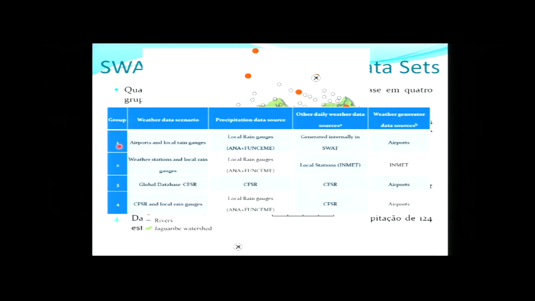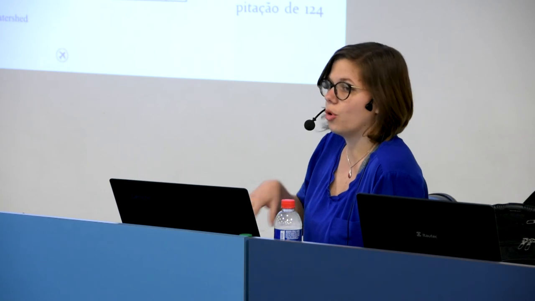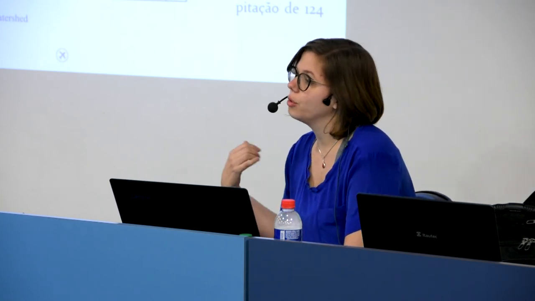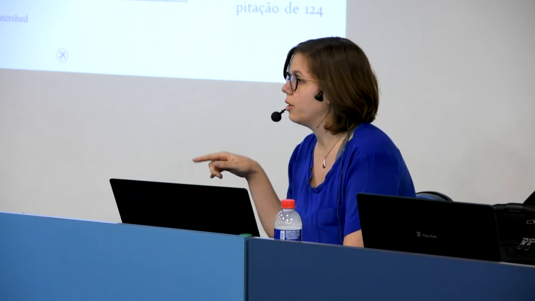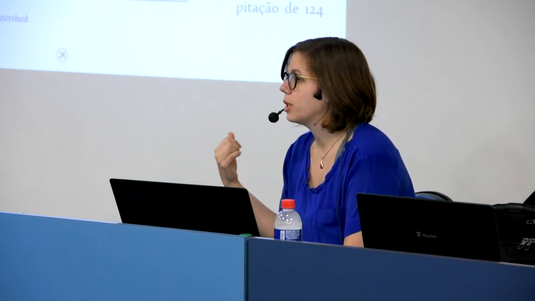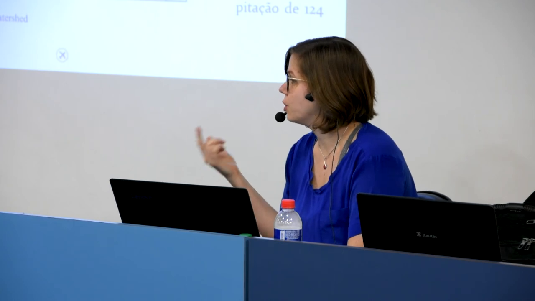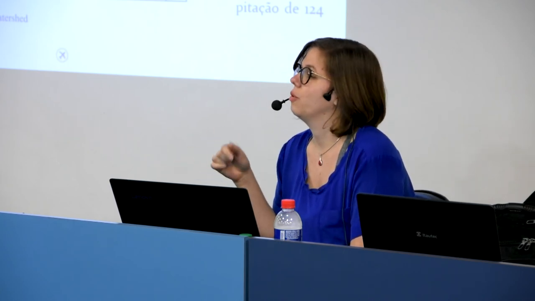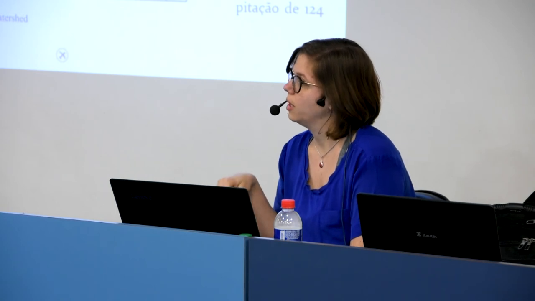The first one, the best overall that we found, was to use the local rain gauge precipitation data, more distributed and measured locally, with the global database for the other weather variables. This is what we found was best, instead of using, for example, the weather stations locally.